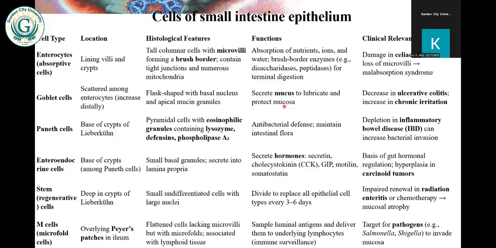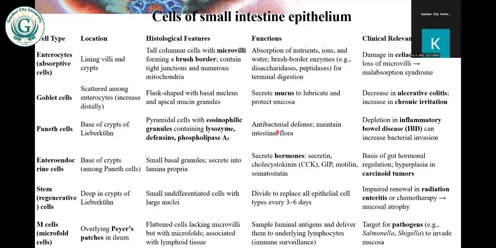Decrease in these goblet cells can lead to ulcerative colitis. Then there are some cells like the Paneth cells. Paneth cells are antibacterial. They help to maintain the intestinal flora. Depletion of these Paneth cells can lead to inflammatory bowel disease, and that one can increase bacterial invasion. Then we also have enteroendocrine cells that produce hormones like secretin, CCK.